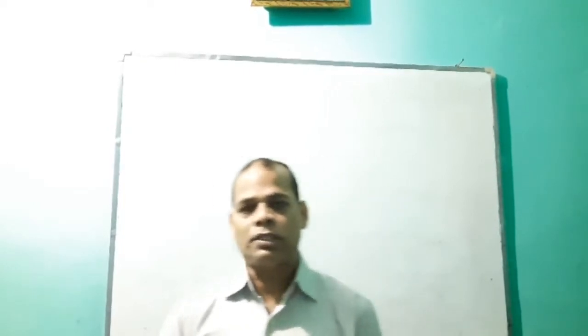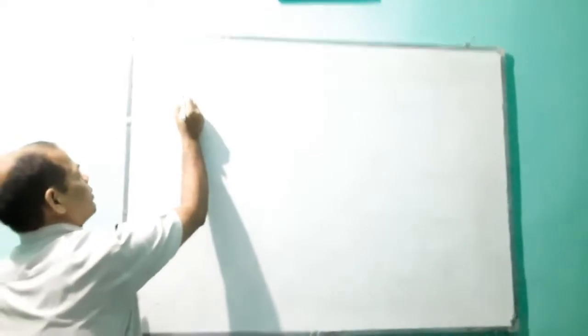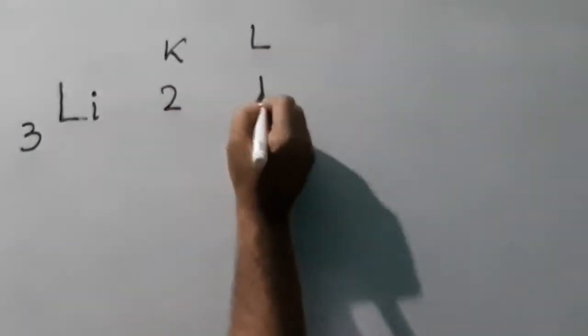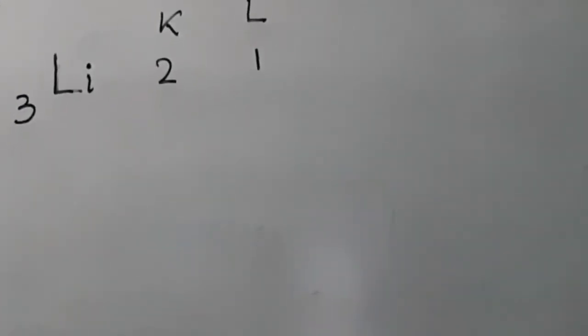So let us start with, suppose, lithium. Lithium has atomic number 3, so its electronic configuration is 2, 1. Now we would like to find out the location of lithium in the periodic table: in which group and in which period does lithium belong?